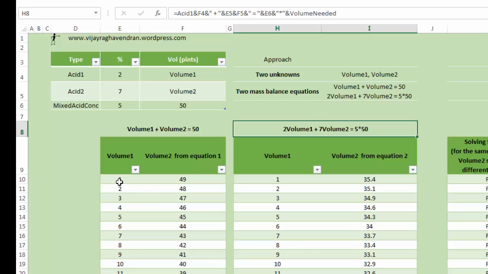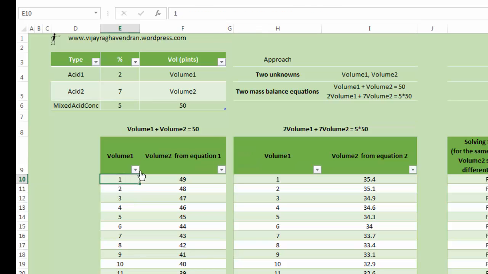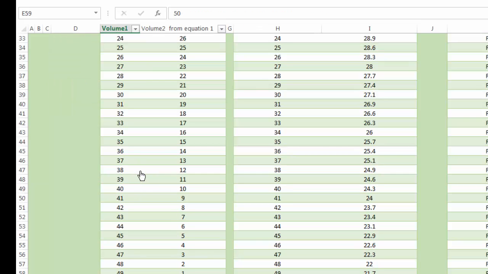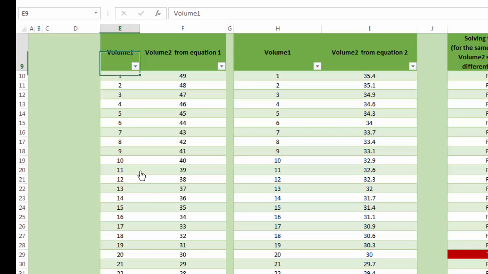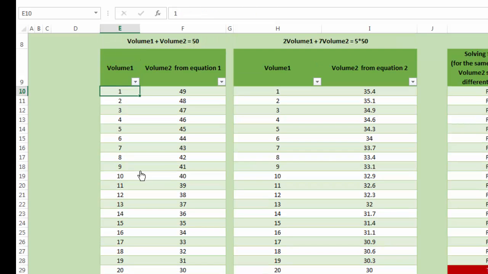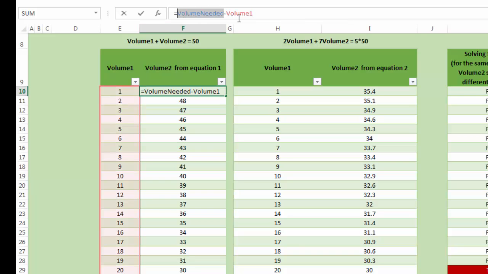So I'm just constructing a few data points. I've got all the way up to 50 milliliters here, because that's what we have. We have a total volume of 50. So when you have acid 1, it can be the 50, and acid 2 has to be 0. If acid 1 is 1 milliliter, then acid 2 must be the total volume, which is 50 milliliters, minus the volume 1. So that's what I've done here.